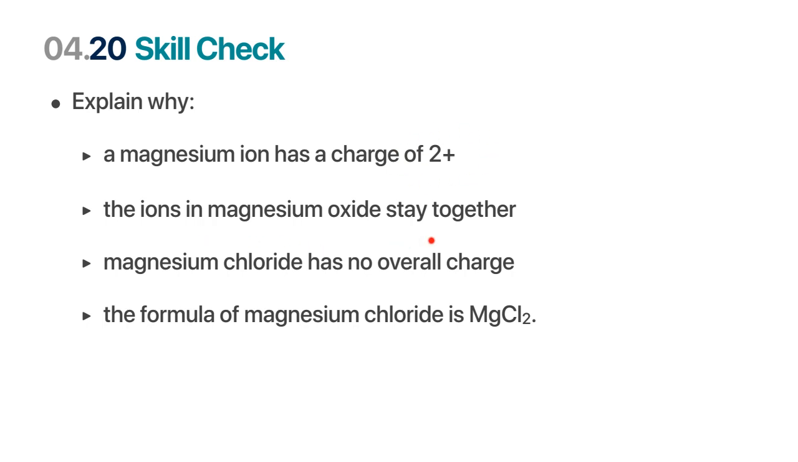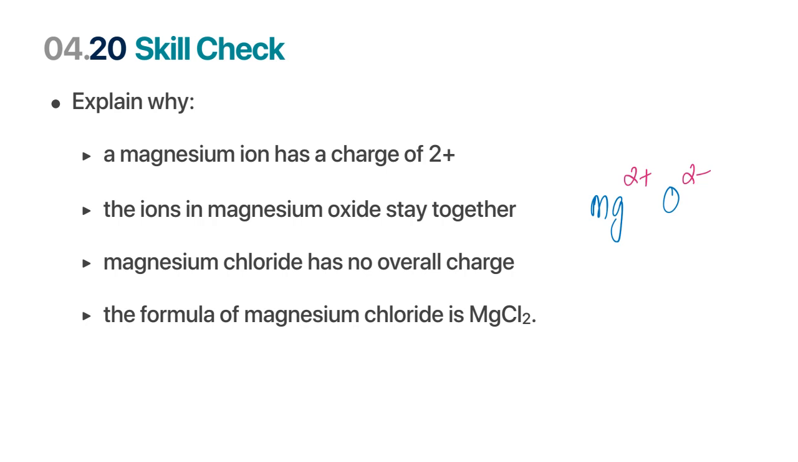The ions in magnesium oxide stay together. Why do they stay together? We just saw magnesium oxide. This is what it looks like, MgO. Magnesium has a 2 plus charge, oxygen has a 2 minus charge, and these ions are attracting each other because of their opposite charges, and they stay together. This attraction is known as what? An ionic bond, right? Okay.